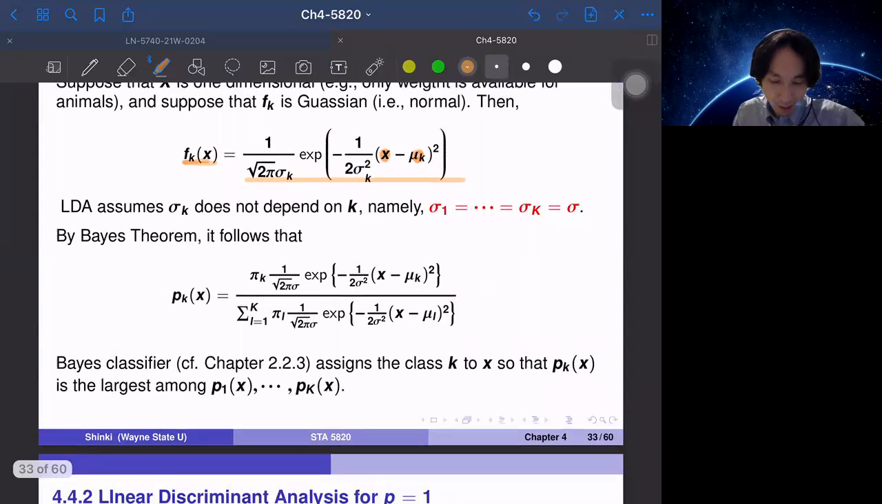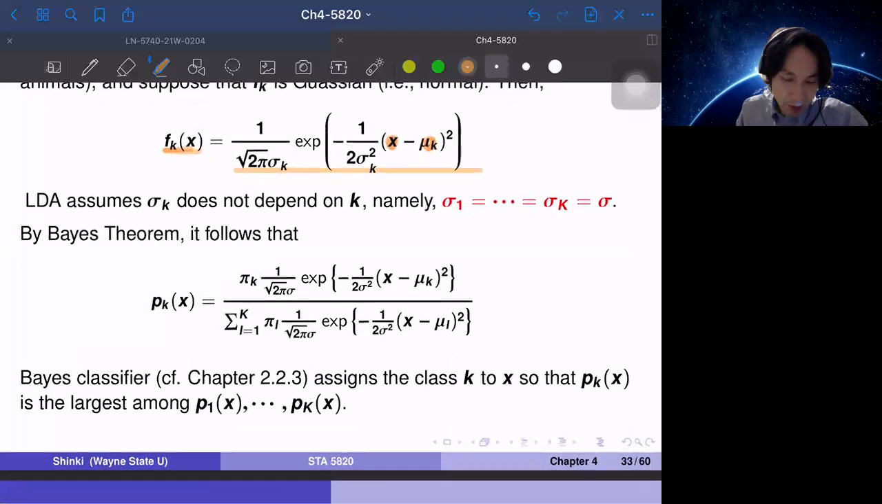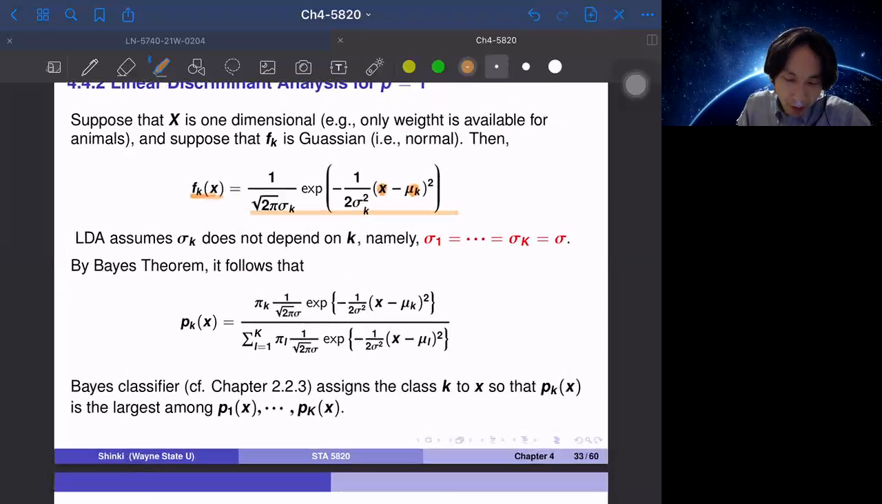But for now, maybe you can think about just the univariate case. And linear discriminant analysis also assumes that sigma k is the same for all k. So the distribution is the same for all observations. The variance is the same for all observations. So that makes the situation simpler.